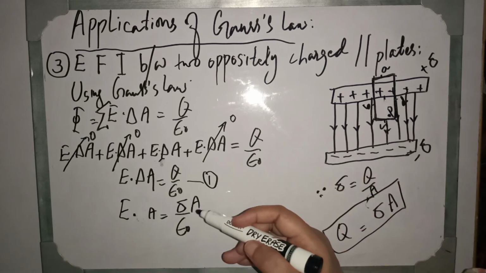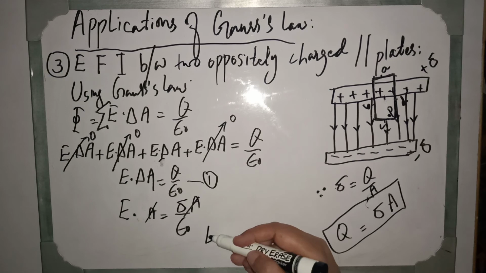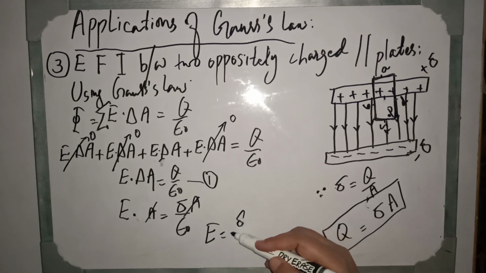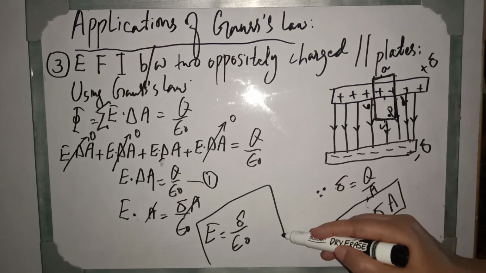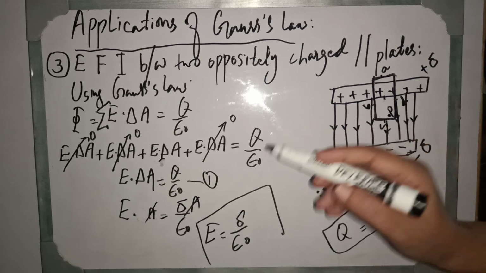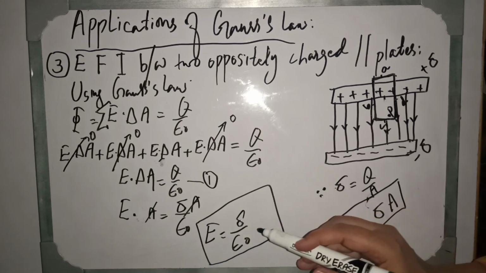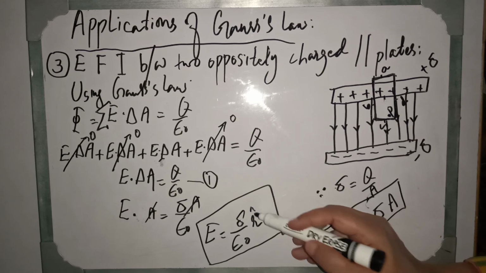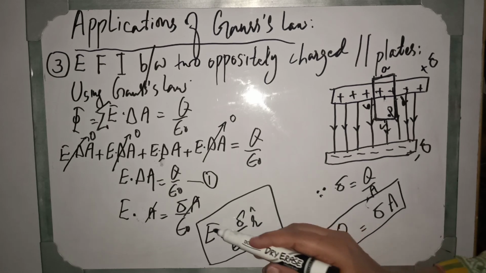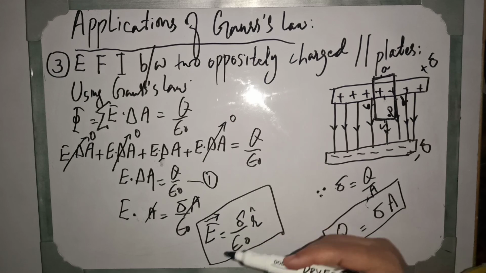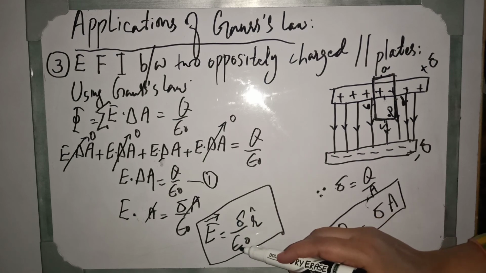Now as A is present on both sides, by dividing by A on both sides, A will be cancelled, and then E will be equal to sigma over epsilon naught. This is the electric field intensity between two oppositely charged parallel metal plates. I also have to show a unit vector R, which shows the direction. So the electric field intensity between two oppositely charged parallel metal plates is equal to sigma over epsilon naught multiplied by the unit vector.